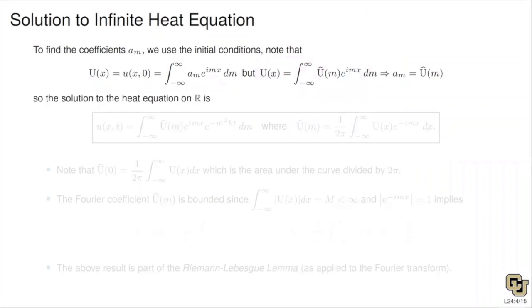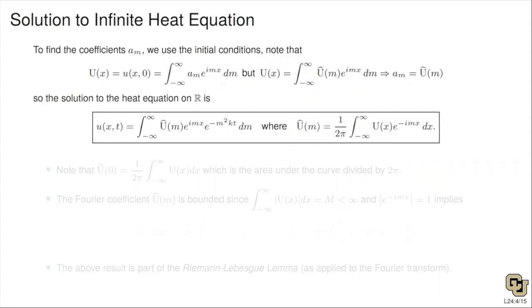And so here it is in one box, everything together. Our solution to the heat equation on the entire real line is this integral, which is a Cauchy principal value. And we can use this formula here to find the coefficients. So this u hat of m is what we call the Fourier transform of the initial condition u of x. And here, this is basically a variation of the inverse transform.